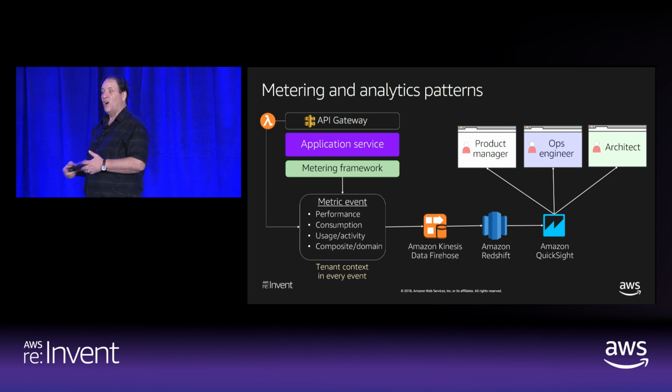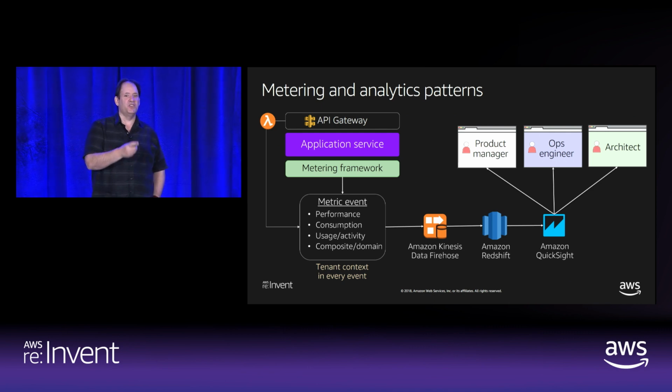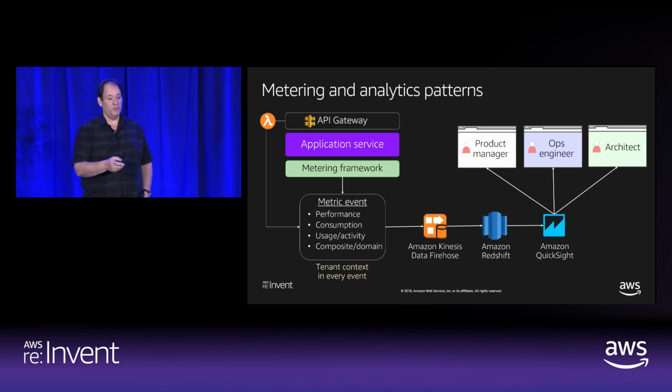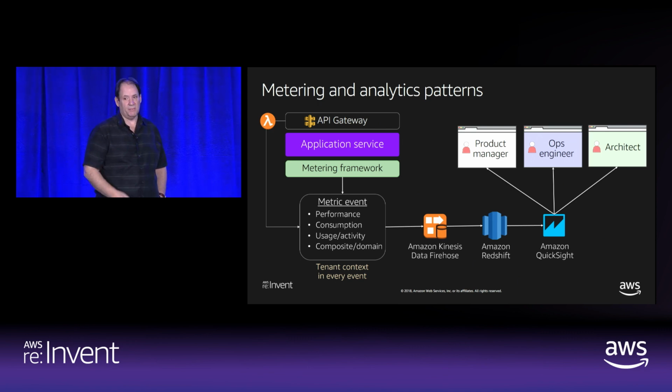And these metrics are the lifeblood of SaaS organizations. SaaS is a metrics-driven universe. And if you don't have this kind of plumbing somewhere in your solution, you're not going to be able to make good decisions about how to evolve your system or evolve your architecture.